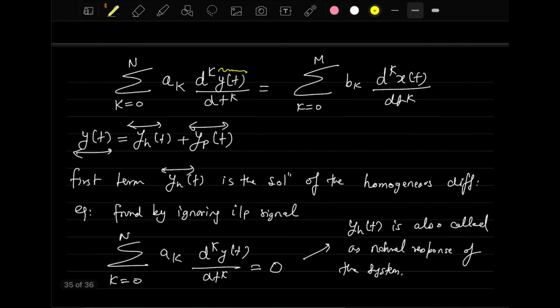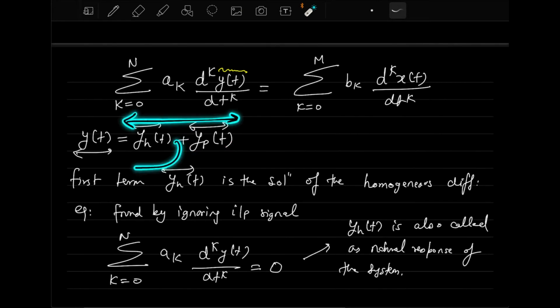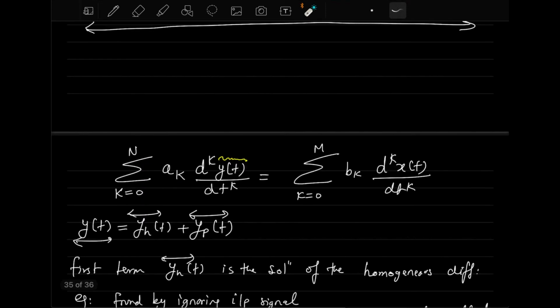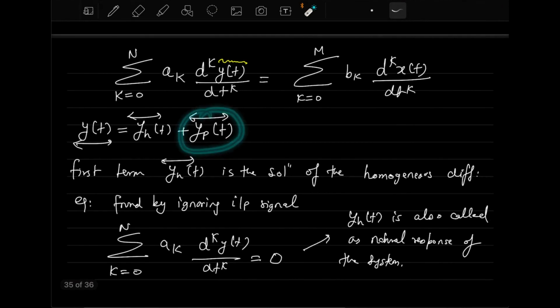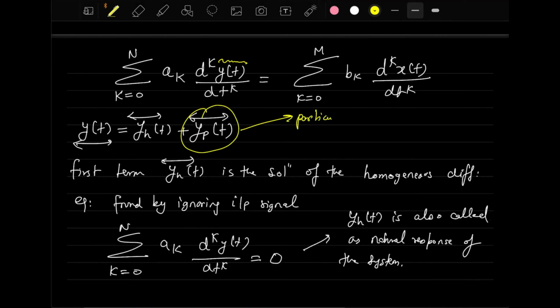Okay, so the next one which we have over here is another solution of this, y_p(t), and combining these two together will give you the original solution y(t) of this differential equation, which is on the top. So let us discuss what this y_p(t) is. y_p(t) is called the particular solution of the differential equation.